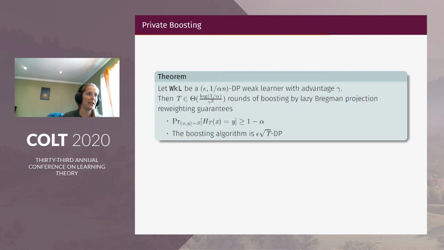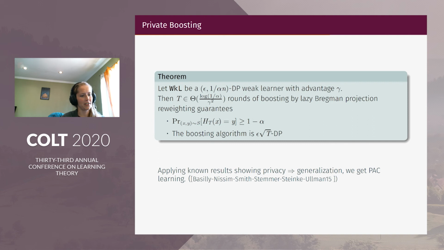Cool. So with a reweighting scheme that satisfies our definition of slickness, we get the following theorem. If you give me an epsilon 1 over alpha n private weak learner with advantage gamma, then our boosting algorithm runs for T about log 1 over alpha over gamma squared rounds of boosting using the 1 over alpha n slick lazy Bregman projection reweighting algorithm. This is sufficient to guarantee that our algorithm produces a hypothesis with training error less than alpha, and that the algorithm in its entirety is epsilon root T differentially private. So we have a guarantee here on the training error, but we can then use known connections between privacy and generalization, namely the results of BNSSSU, to guarantee the hypothesis will generalize to the underlying distribution with good probability.